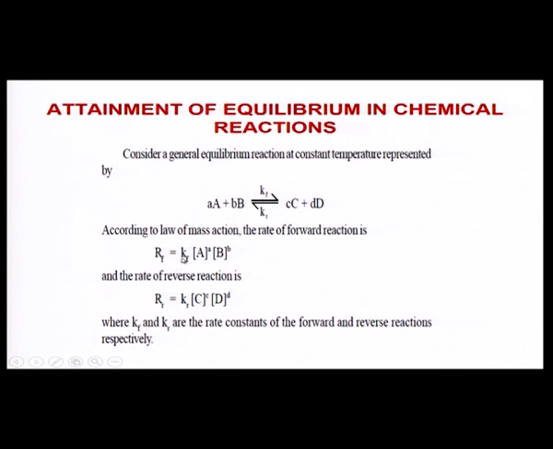is equivalent to Kf, the rate constant for this reaction, times the active mass concentration of the reactants raised to the power of their number of moles. Similarly, for the reverse reaction, in this direction, the rate of the reverse reaction is equivalent to Kr times the active mass of C and D raised to the respective number of moles of C and D. Here Kf and Kr are the rate constants for the forward and reverse reactions of this general reaction.